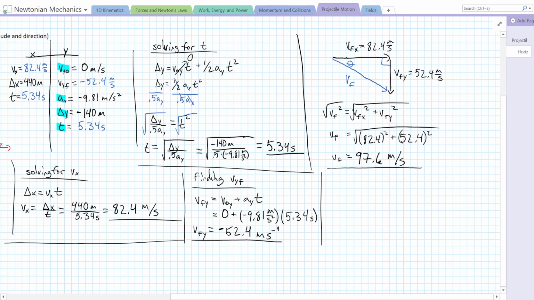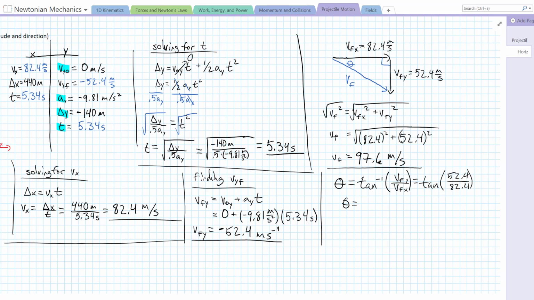If we want to find the direction, we need to use an inverse trig function. Since we know all three of the sides of the triangle, we can use any trig function we want. I'm going to use tangent, inverse tangent. So theta is equal to inverse tangent, or arctan, of the opposite leg, which is v final y, over the adjacent leg, v final x, which means it's going to be inverse tangent of 52.4 over 82.4. We plug that into our calculator, and since I want my answer in degrees, my calculator is in degrees mode, and I get 32.4 degrees. Okay, that's it. We've solved for the magnitude and the direction of v final.